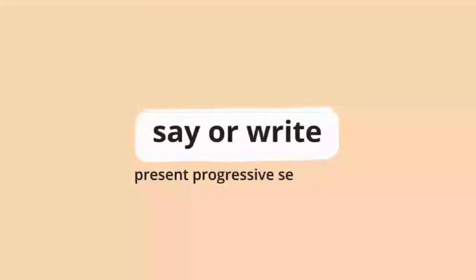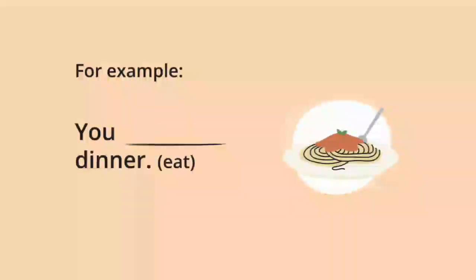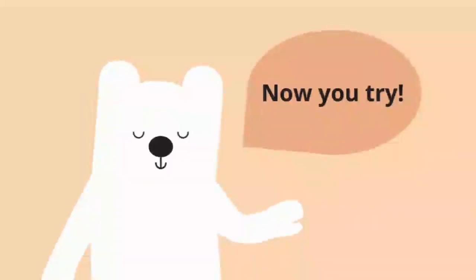Look at the picture and say or write a present progressive sentence. For example, you are eating dinner. Now you try.